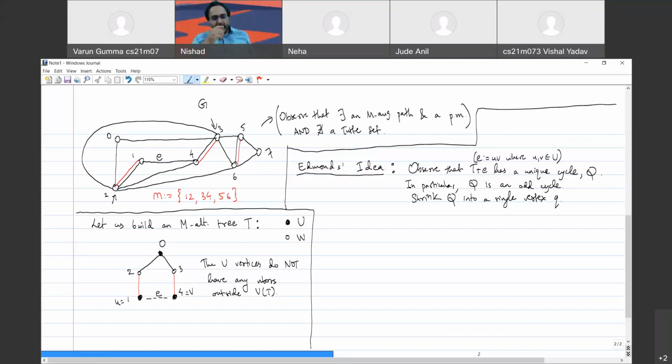All right. So we will shrink this cycle into a single vertex in both the graph G and in the tree that we have constructed so far. This is a particularly simple example because the tree's vertices are exactly the same as the cycle's vertices. I will show you a more non-trivial example in the next example. So in this particular case, the vertices of the tree are equal to the vertices of Q.